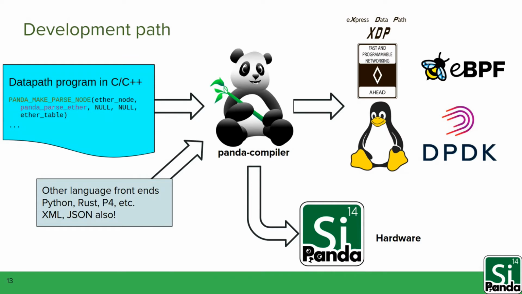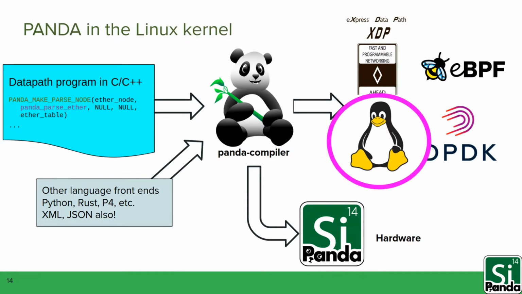So once the code, whatever the source is, is done, it goes through the PANDA compiler. In the case of software targets, we support XDP, BPF. We support DPDK. It's probably something that we haven't tested, but nevertheless, it's pretty simple user space code that should work. And our other newest member of the fleet is supporting this in the Linux kernel. So that is primarily what we're talking about today.